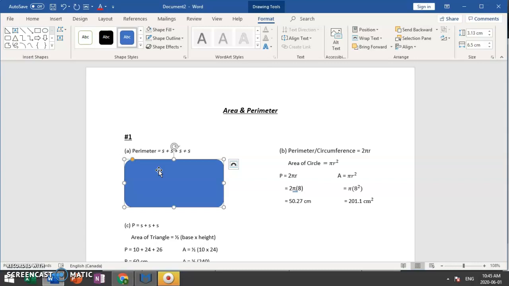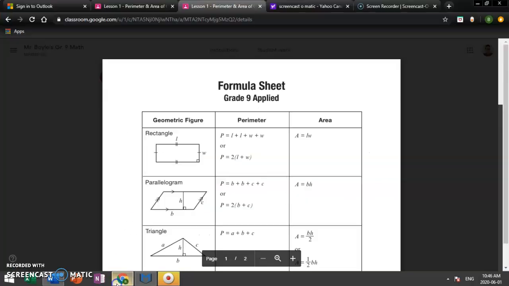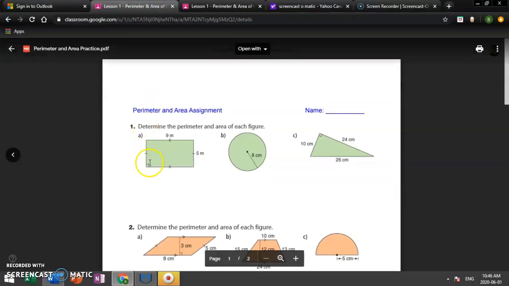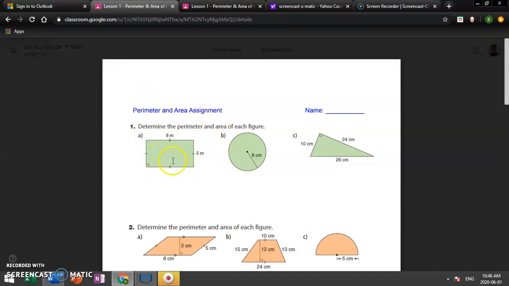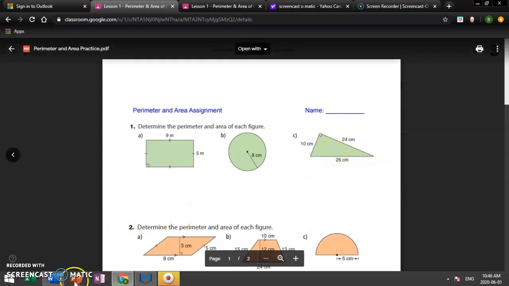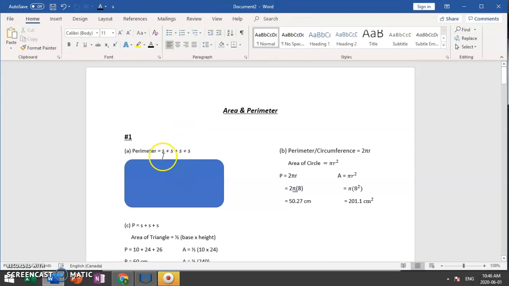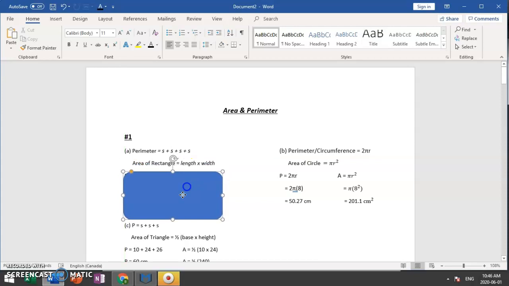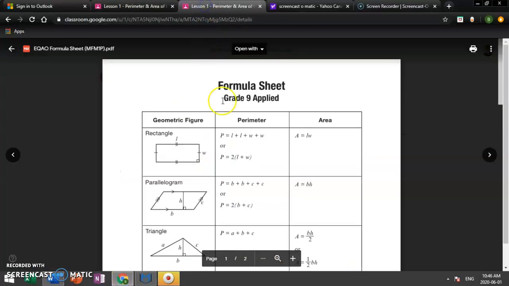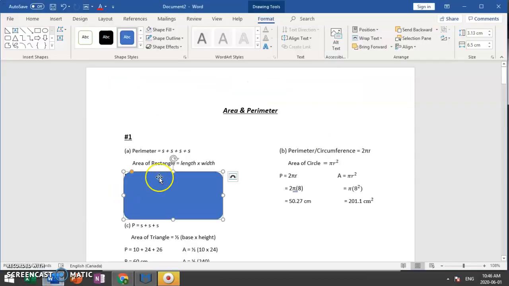So I'm going to do some examples with you from the work that was assigned last week. We're going to start with area and perimeter. The first question, how'd you determine the perimeter and area of each figure? So there's a rectangle, a circle, and a triangle. For the rectangle, perimeter is the distance around a shape, so side plus side plus side plus side. As we know from our equation sheet that's attached right here, area of a rectangle is length times width.